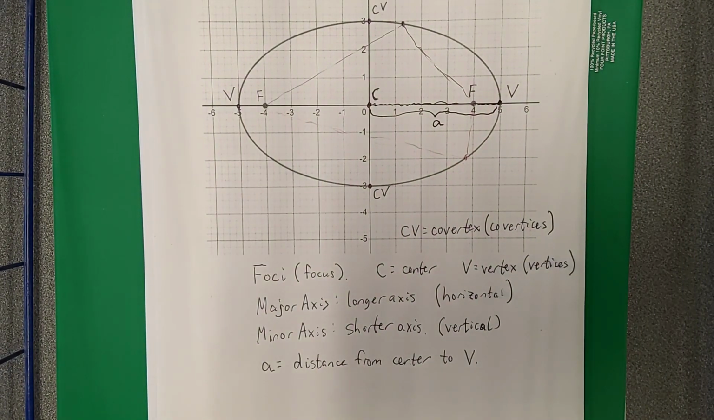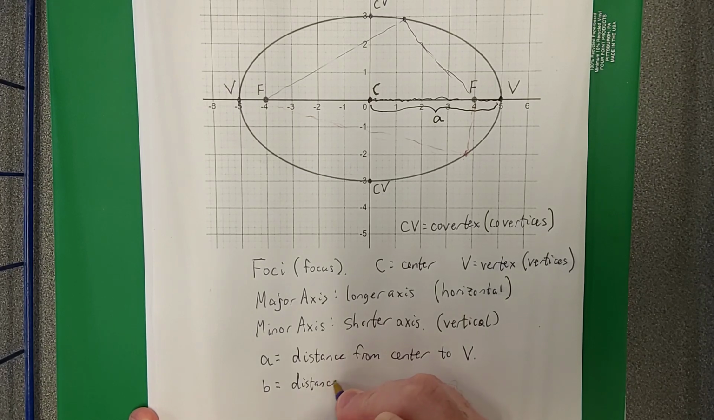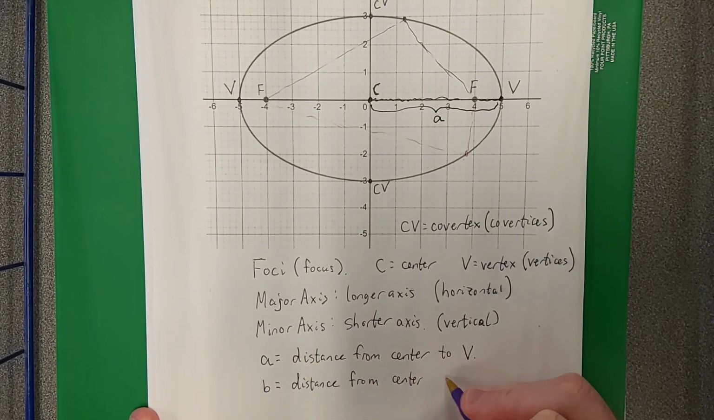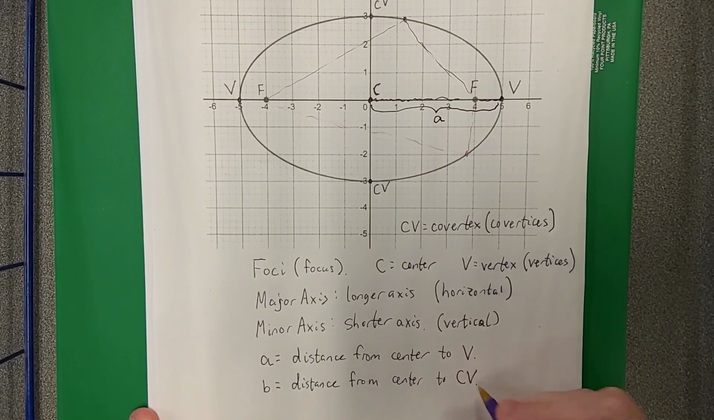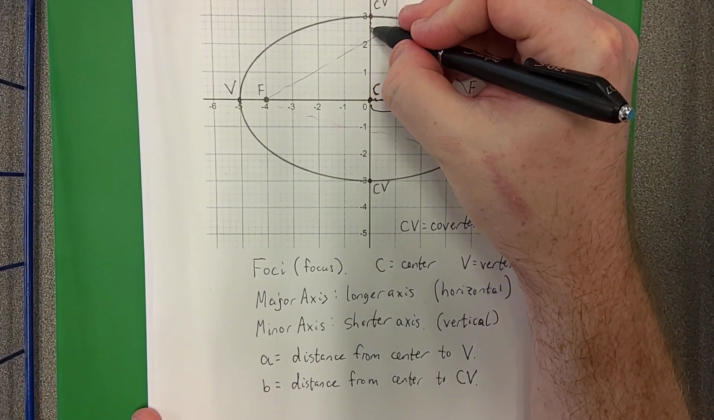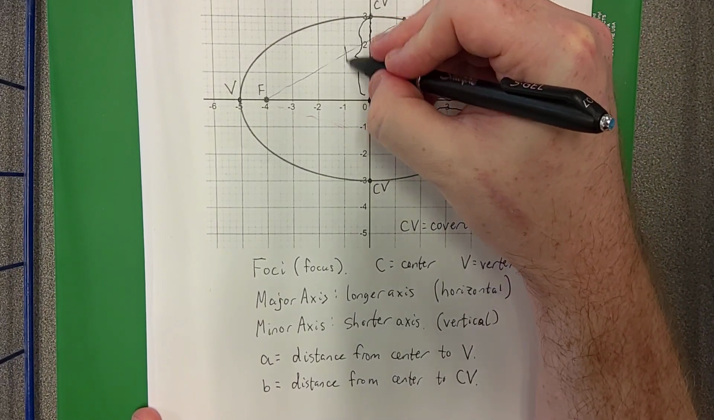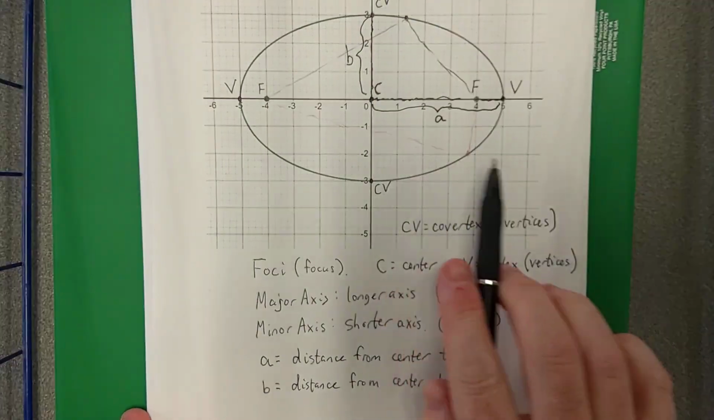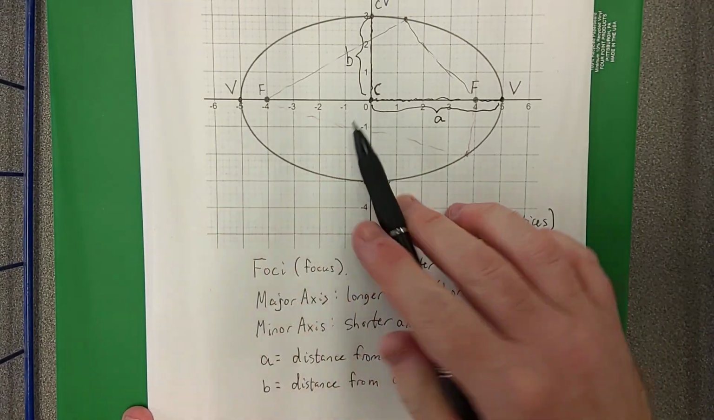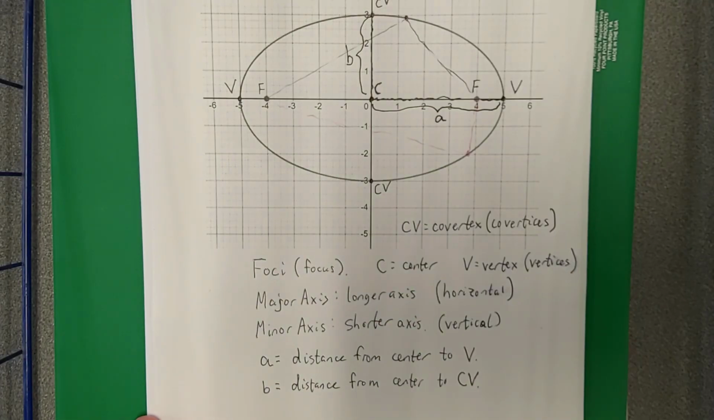Additionally, if we go along the minor axis and do the same thing, we'll refer to that distance as b. That's the distance from the center to a covertex. In this case, that would be from the center to the covertex, this distance right here, known as b. This is also true from the center to the other vertex or the center to the other covertex. Those are still known as a and b.